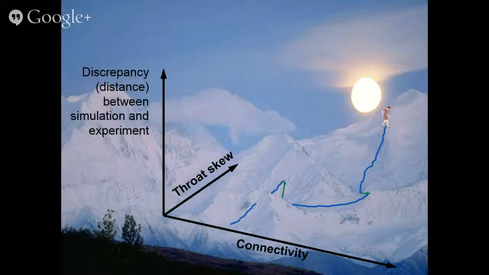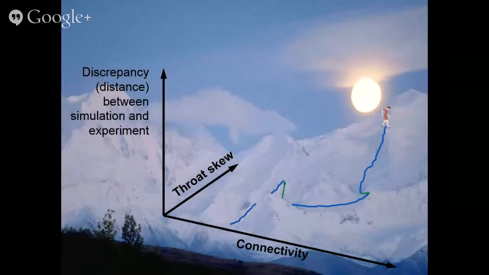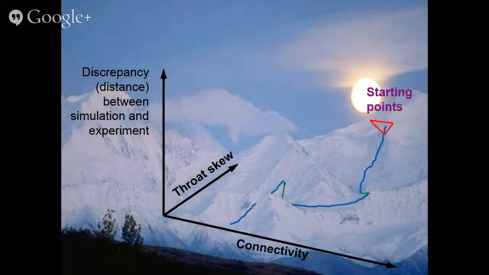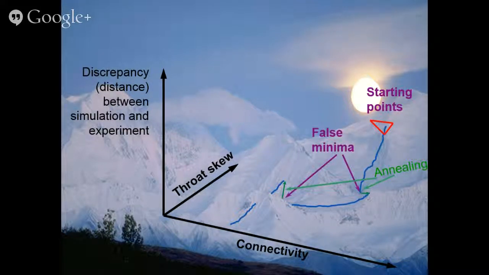Clicking again, we see the distance between the simulation and experiment. And here are two of the parameters we use: the connectivity of the network and the skew of the distribution of the throat sizes. We put some more technical terms in here. Clicking on the slide, we see that we have starting points here. They form a triangle of points. More technical terms: these green arrows are known as annealing, the random direction, and where we ended up here are known as false minima. So there we have the situation.